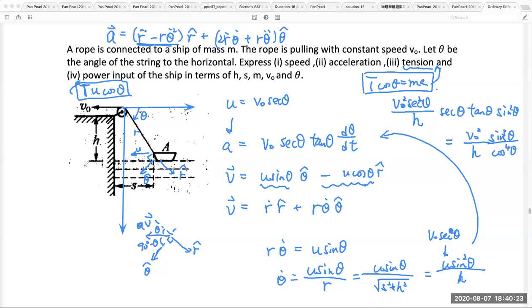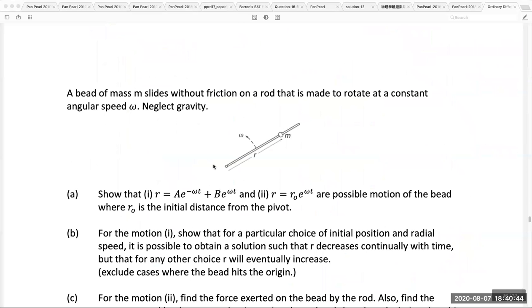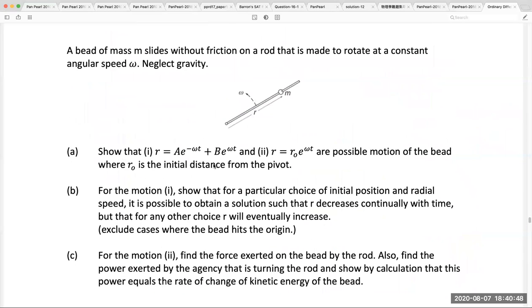Any question? If no, then you have saved the screen now. Then let's go on to talk about the last one. You can have a look at this question to see if you can solve part A.